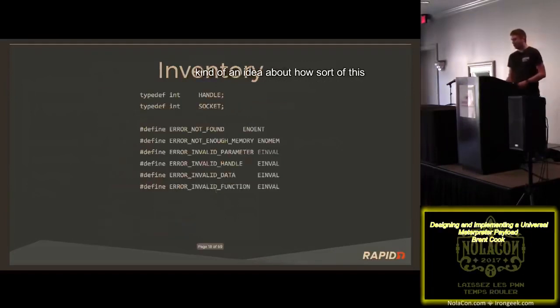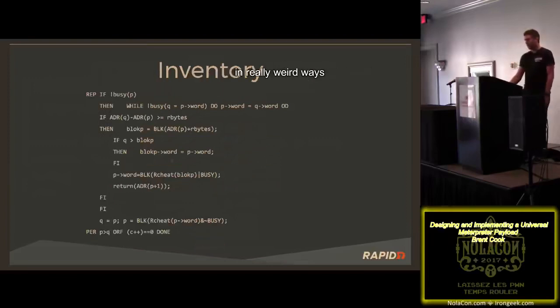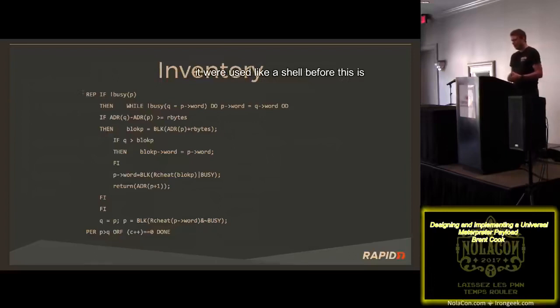To give you an idea of how this macro cheating can be used in really weird ways, this is actually a picture of Bourne shell code. If you've ever used a shell before, this is how the original Bourne shell worked, where the author didn't want to port it from ALGOL. Instead, he basically wrote a bunch of macros. And this is actually C code.